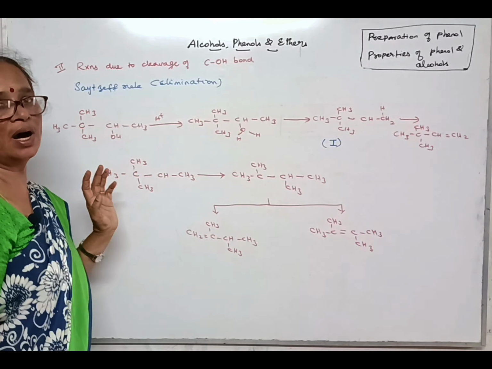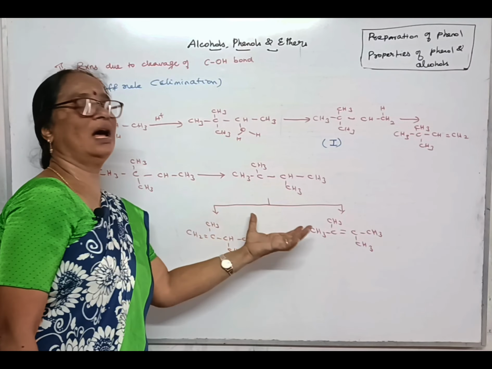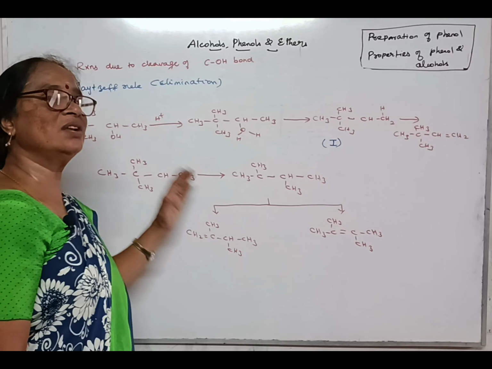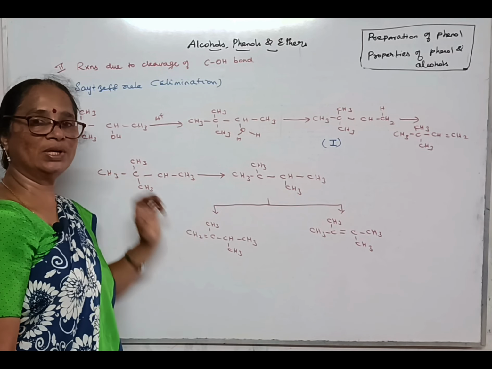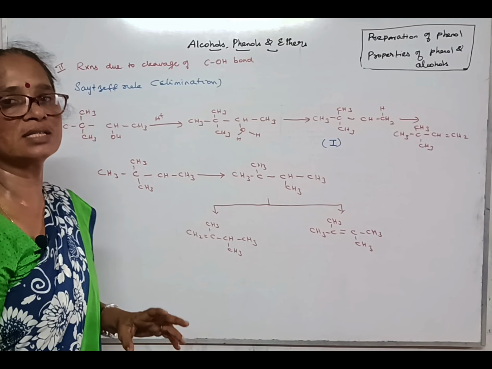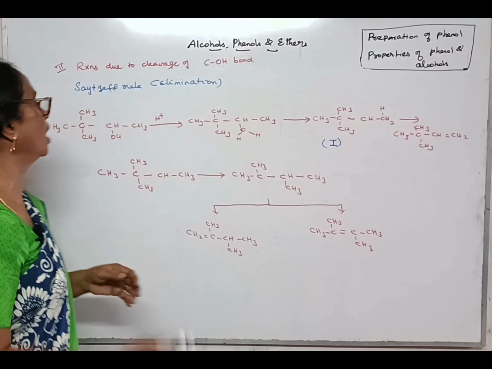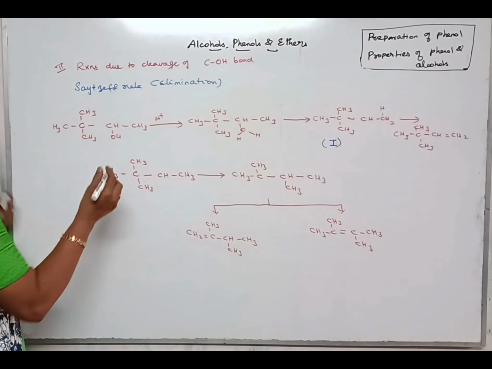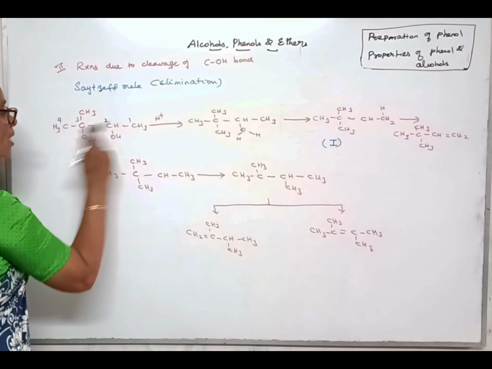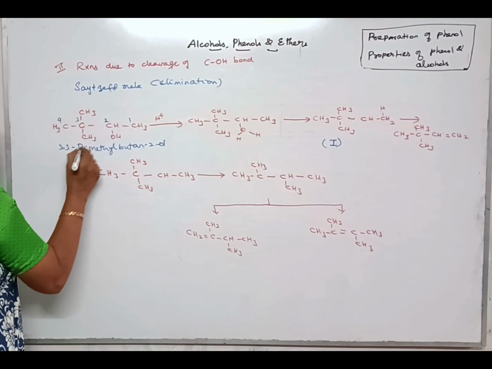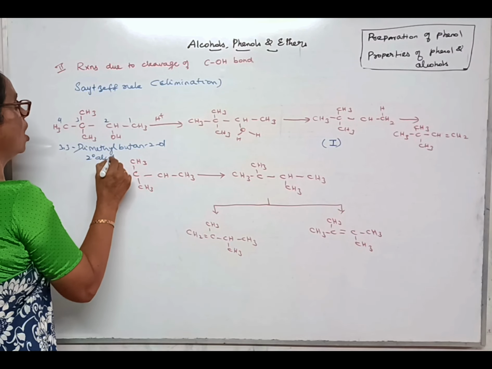Zaitsev rule for elimination reaction. According to the Zaitsev rule, the alkene which is formed as the major product is the one where the carbon-carbon double bond has the maximum number of alkyl substituents. So let us take the Zaitsev rule for the dehydration of alcohol. Here we have taken the alcohol 3,3-dimethylbutan-2-ol. So this is a secondary alcohol.